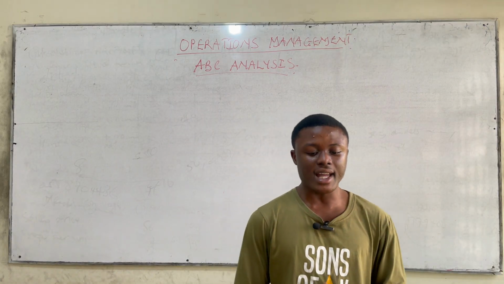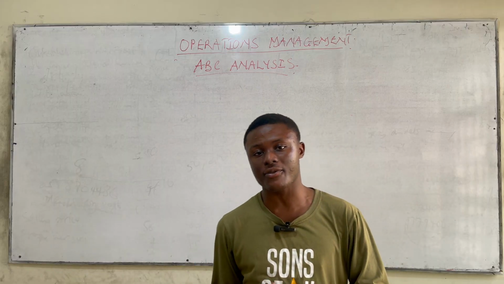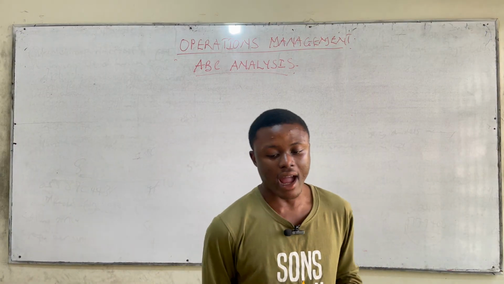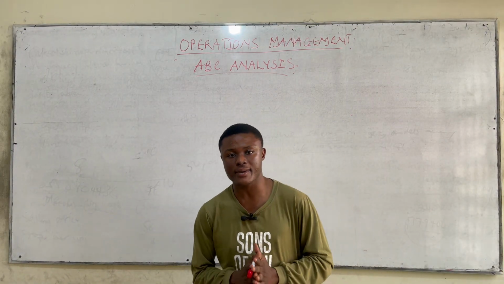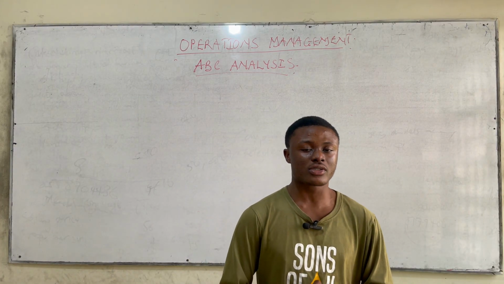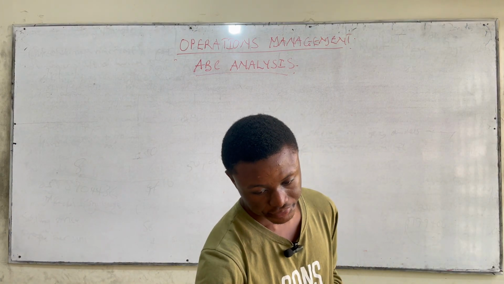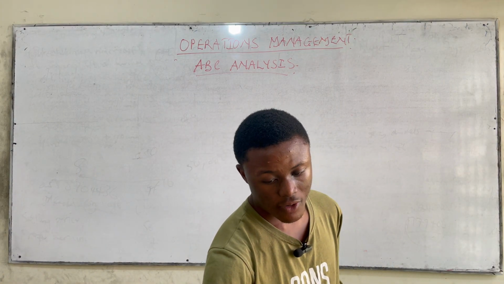Great. And the B items have an annual consumption of 15 to 25%. And then our C has lower than 5%. So you have to take note of these things, and then we are good to go. Are we good? Great. So here, let's solve for this.